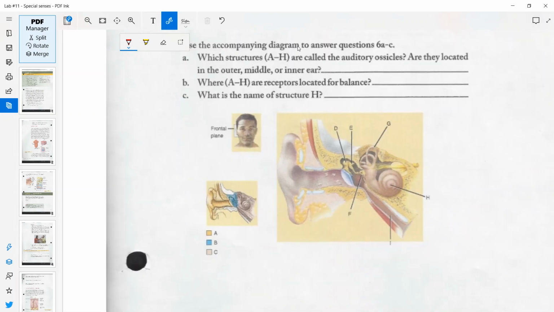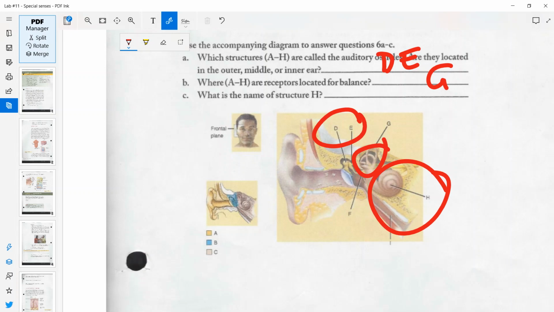So which structures? We see from A to H there are structures that, well, actually there are no A's, I think, but what are the auditory ossicles? So the auditory ossicles here are D and E, okay? Receptors for balance are located in the semicircular canal, so that makes it G, and structure H is the cochlea.